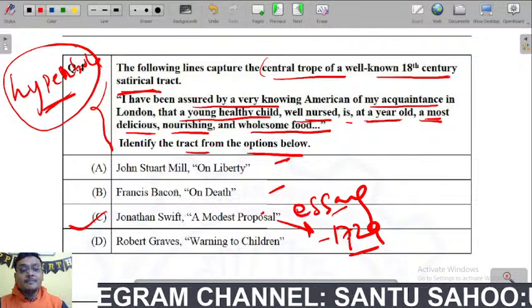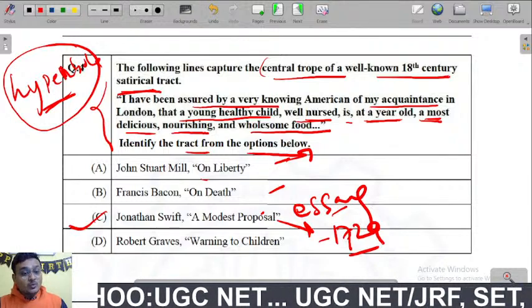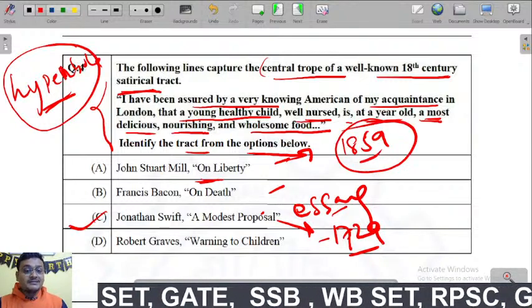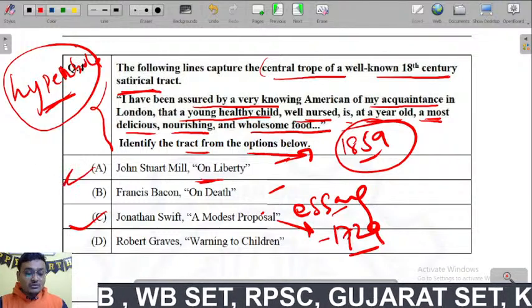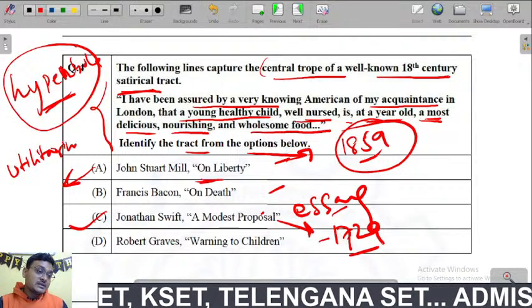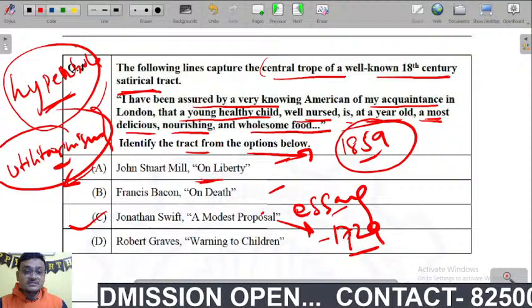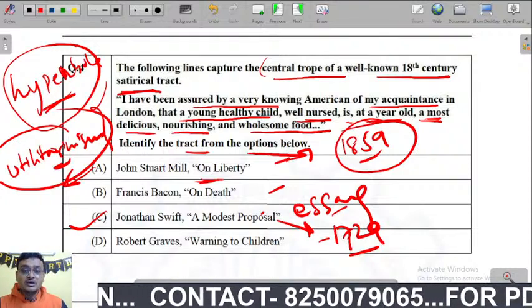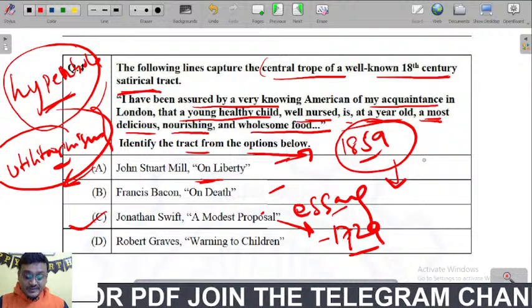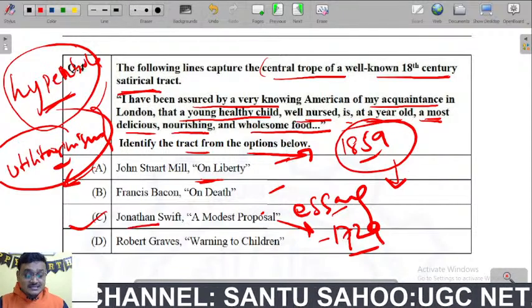Whereas John Stuart Mill's On Liberty is important because it was published in 1859, where he has talked about utilitarianism. Here he has given the concepts of utilitarianism in this work. You know that 1859 is also famous for works like A Tale of Two Cities and Origin of Species, which were also published in 1859. Robert Graves' Warning to Children is also another important one. So here C is the right answer.